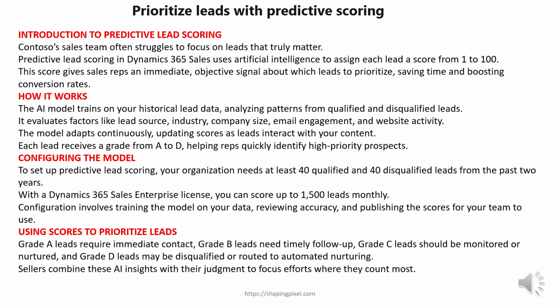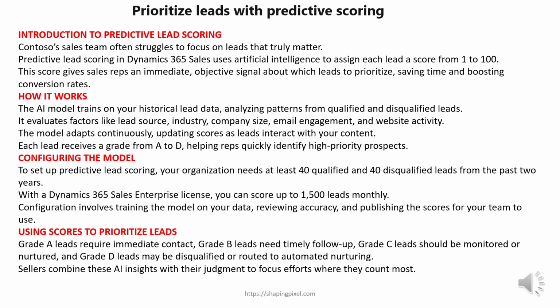It evaluates factors like lead source, industry, company size, email engagement, and website activity. The model adapts continuously, updating scores as leads interact with your content. Each lead receives a grade from A to D, helping reps quickly identify high-priority prospects.